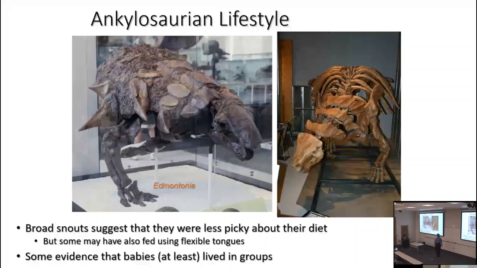Right. So, ankylosaurs typically have broader snouts than stegosaurs. And this suggests they were less picky about their diet. So they're cropping a bunch of vegetation all at once. But as we'll see, at least some probably have very powerful, flexible tongues. I'll show you how we can possibly know that. And that might be something like a giraffe uses as a way to get out there and grab the vegetation and pull it in. And unlike the stegosaurs, we have evidence that at least babies of some ankylosaur genera lived together as groups. However, we still don't have things that look like ankylosaur herds preserved together.